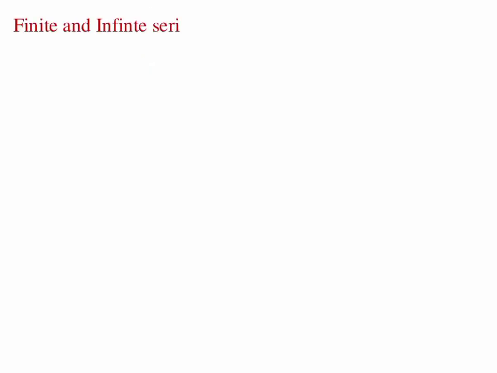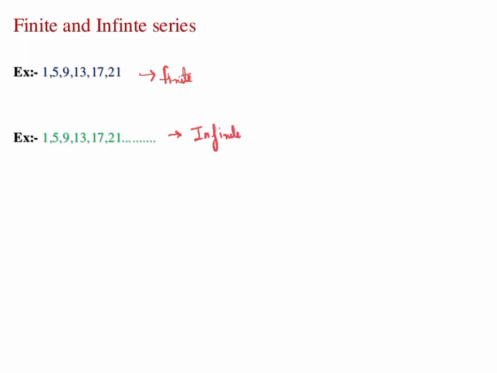Finite and infinite series. Let us discuss finite and infinite series. Example: 1, 5, 9, 13, 17, 21. How many terms are there? 6 terms. So this is a finite series. Let's see another example: 1, 5, 9, 13, 17, 21, and so on. It is not ending. There is no end term given here. So it is an infinite series.